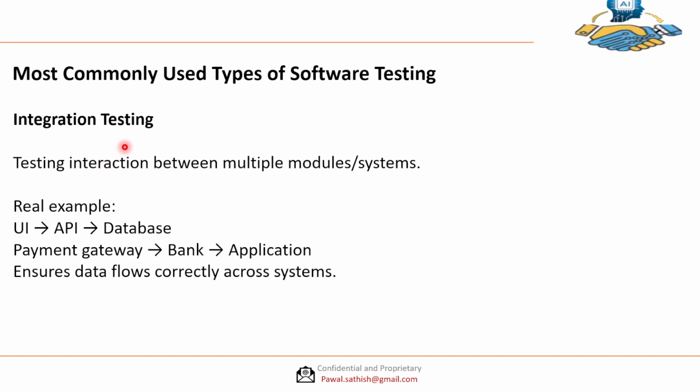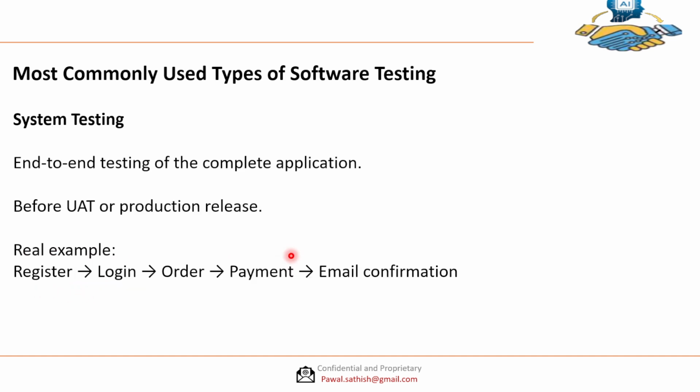Next is integration testing. It tests integration between multiple modules. Here I give the example: it's integrated between the UI, API, and database. It ensures the data flows correctly across the system. The next is system testing. It's an end-to-end testing of the complete application. Before UAT or the production release, we need to perform system testing. Here you can see right from register to email confirmation, and in between we are doing the login, order, and payment.